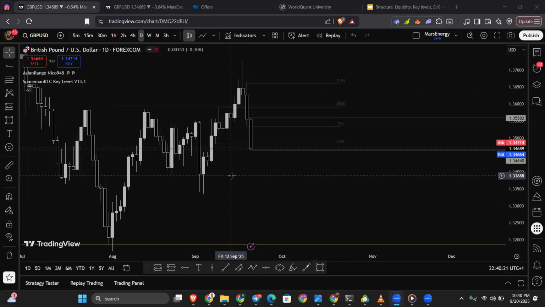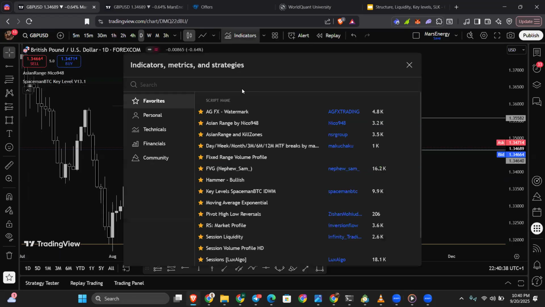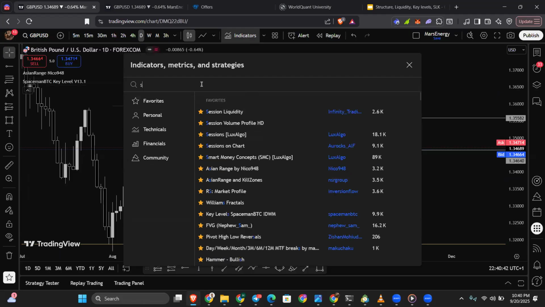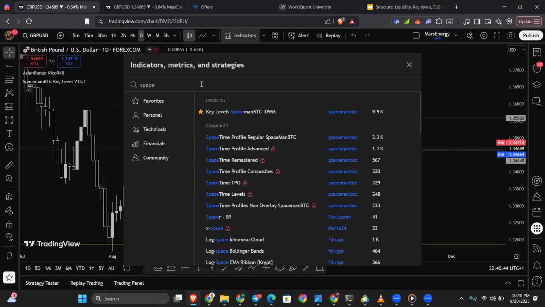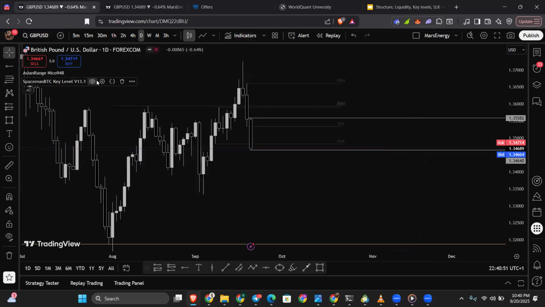So to easily plot my previous day high, previous day low, previous week high, previous week low, right? I use this indicator, Spaceman BTC, right? You can come to key level Spaceman BTC. So I use it to plot my previous highs and lows. So these are my settings.